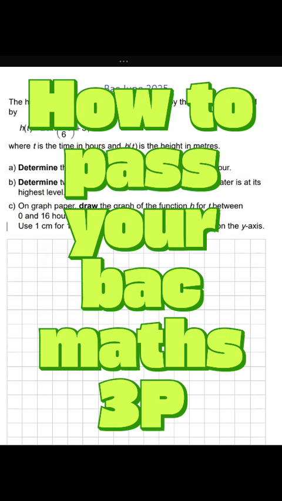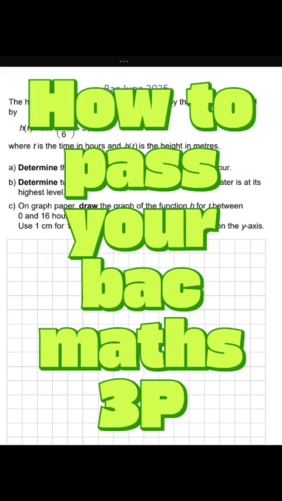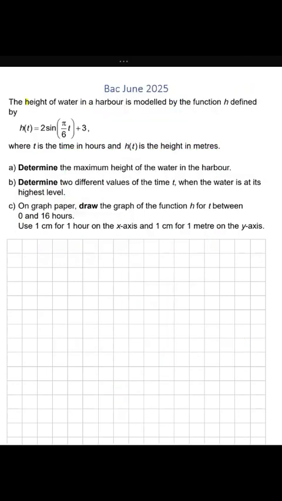So let's have a look and see how we might go about answering this question. Let's remind you, we have a function for the height of water in a harbour. My h of t, that's going to be my height of the water, and it's given by 2 sine in brackets pi over 6t plus 3.